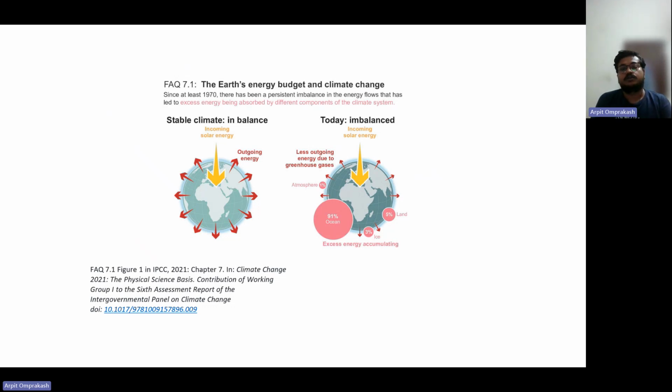So in a stable climate system, there should be some solar energy that is coming in, and some that is going out, escaping or radiating back. So in a stable climate there should be some amount coming, some amount going out. Today it's getting imbalanced. It's coming in the same, but not everything is going out. Less outgoing energy is present due to the increase in greenhouse gases. And the excess of this energy is mostly accumulating in the oceans, right? And then it's affecting the ice, the land, and the atmosphere also, right?